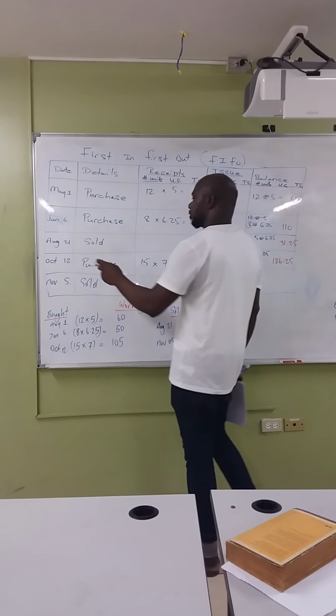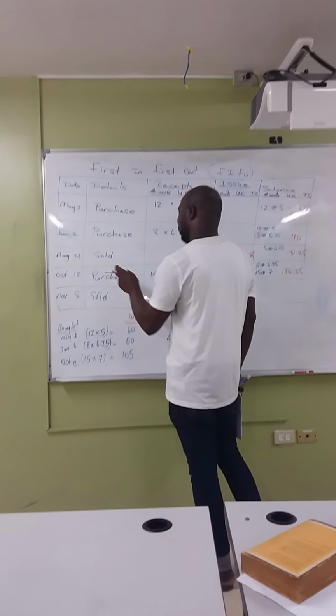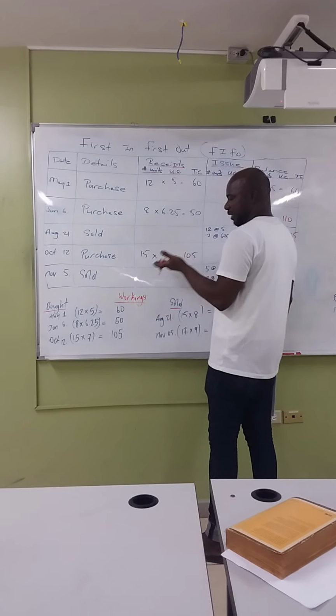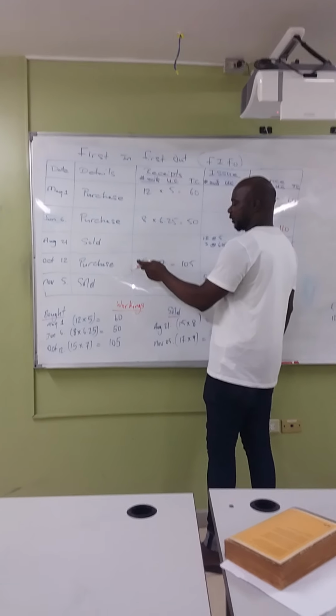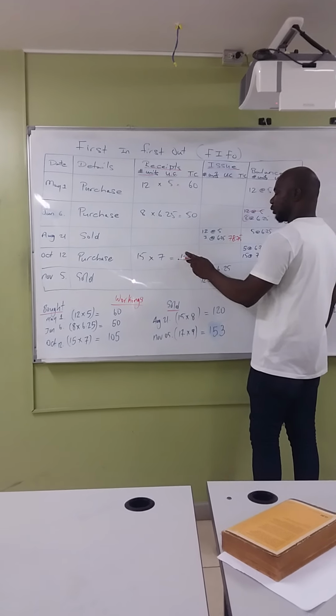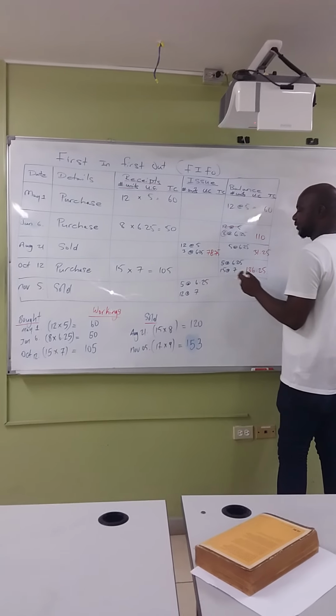Now let us go to October. What happened in October? We purchased. Remember, we only need the cost price, so the purchase price would have been our cost price. We purchased 15 at 7, and that gives you 105. So we're going to take that to our inventory.